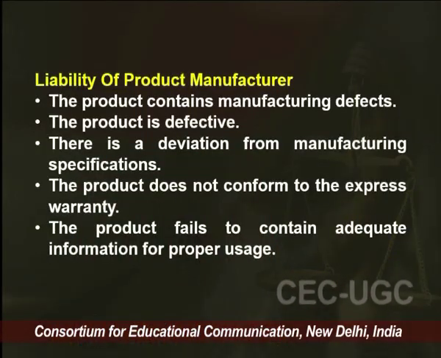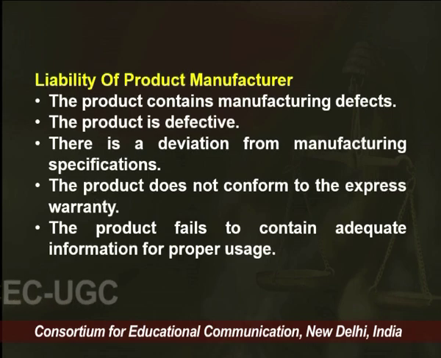A warranty is there, providing certain things, but the product is not in consonance with the warranty provided by the manufacturer. Then, if the product fails to contain adequate information for proper usage. Certain products require a proper mechanism to be provided for using them. If the manufacturer fails to provide that proper mechanism, proper information for the usage of that product, then it will give rise to liability for the manufacturer.